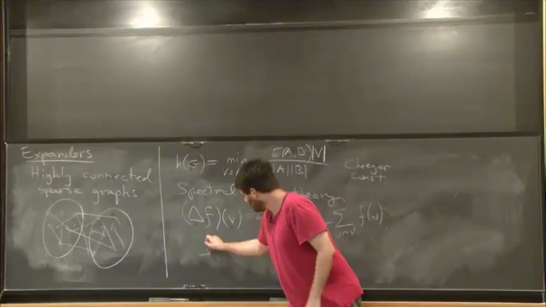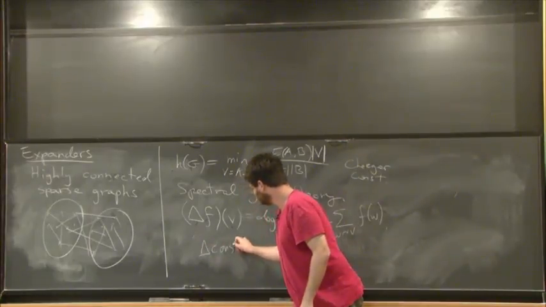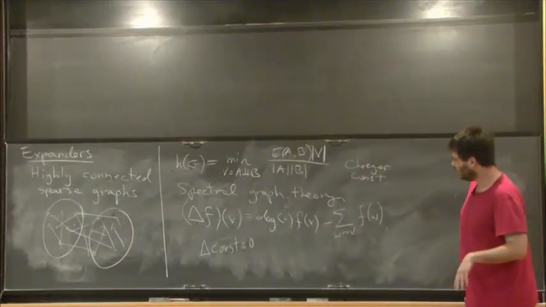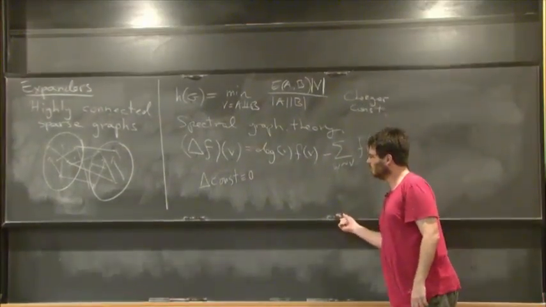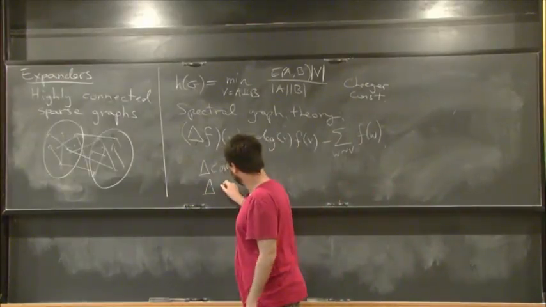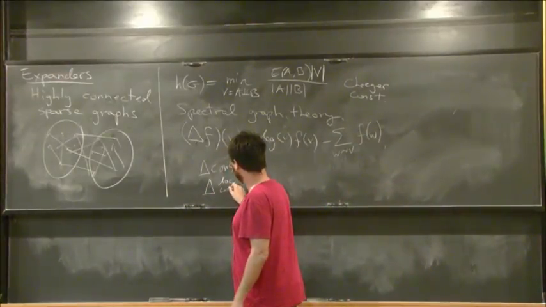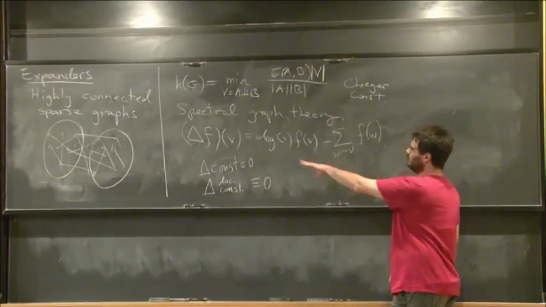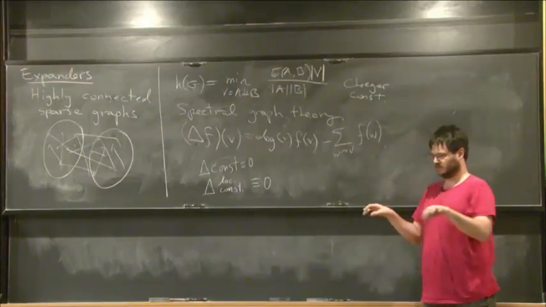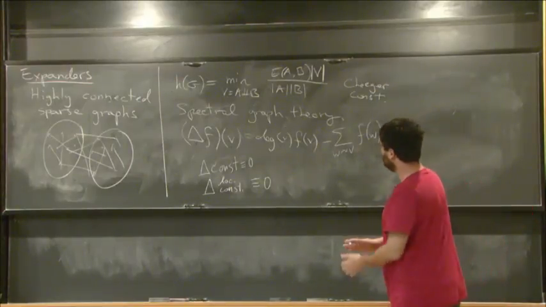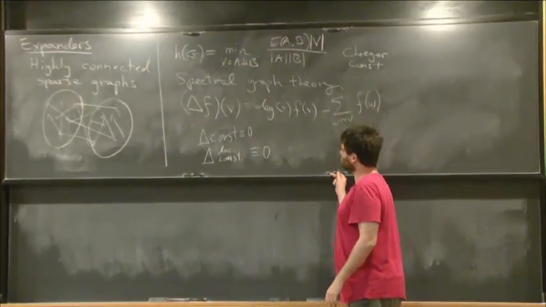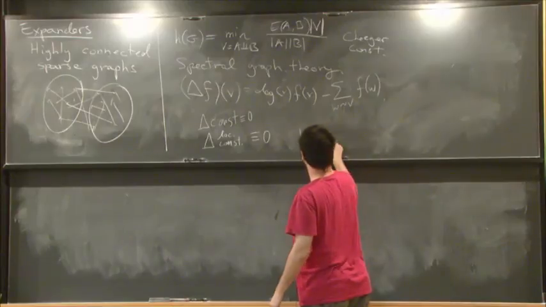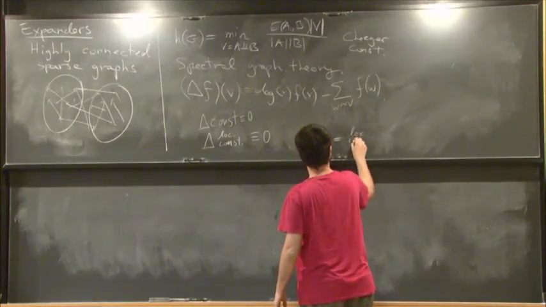Now, if I have a constant function, then this is 0, because f(v) is the same as f(w) everywhere. But actually, also for a locally constant function, this is the same. I don't need it to be constant. I only need every two neighbors to have the same value. So this actually means, and this is if and only if, that the kernel of the Laplacian is the locally constant functions.